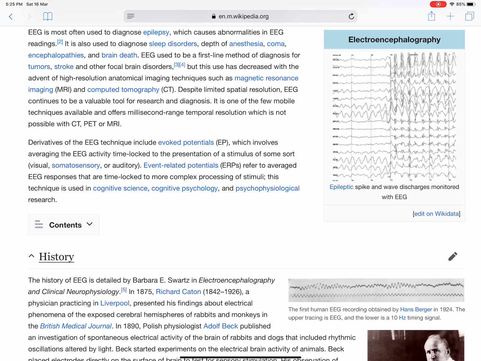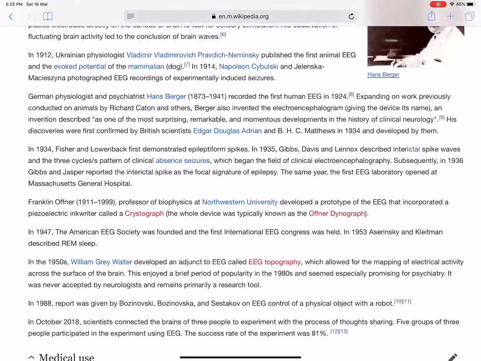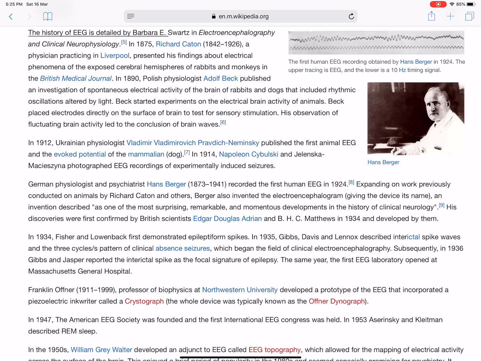Contents. History. The first human EEG recording obtained by Hans Berger in 1924. The upper tracing is EEG, and the lower is a 10 Hertz timing signal. Hans Berger. The history of EEG is detailed by Barbara E. Swartz in Electroencephalography and Clinical Neurophysiology. In 1875, Richard Caton, 1840–1926, a physician practicing in Liverpool, presented his findings about electrical phenomena of the exposed cerebral hemispheres of rabbits and monkeys in the British Medical Journal.